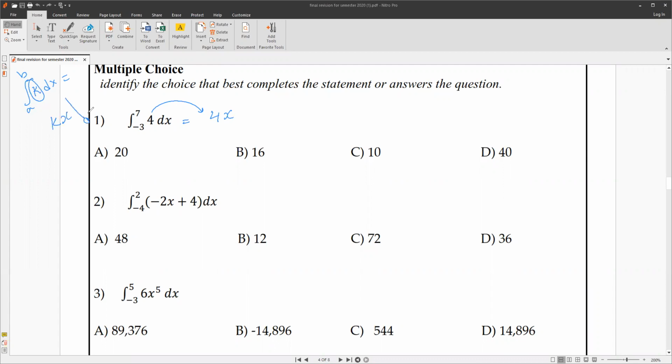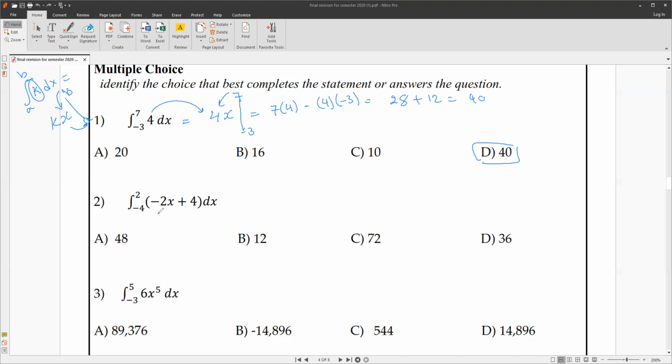Then substitute to find the difference between the value of the antiderivative at the upper limit minus the value at the lower. That is from what to what? From -3 to 7. So just replace: 7 multiplied by 4 minus 4 multiplied by -3. It will be 28 plus 12. It will be 40. That is why our choice is D.